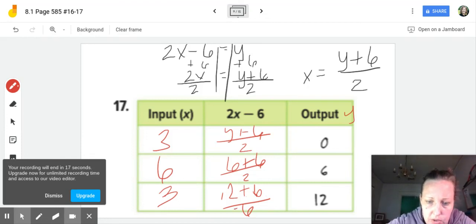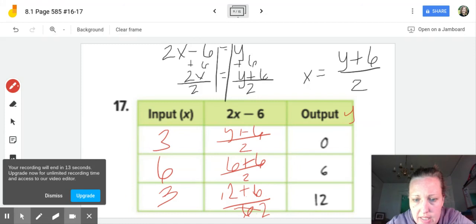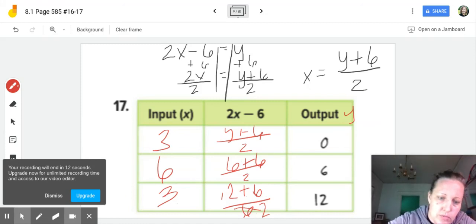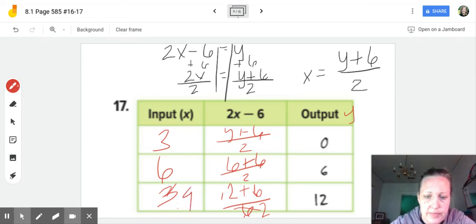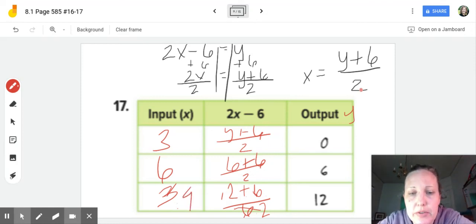Oh, because that's a 2. See? That's not a 6, it's a 2. So 18 divided by 2. Boom. See? This is a 9. All right, 18 divided by 2 is 9.